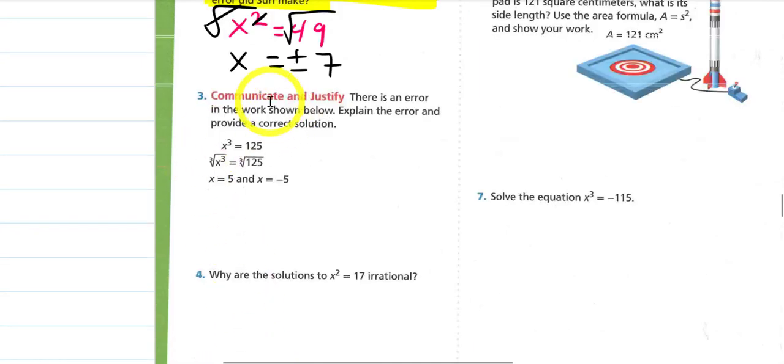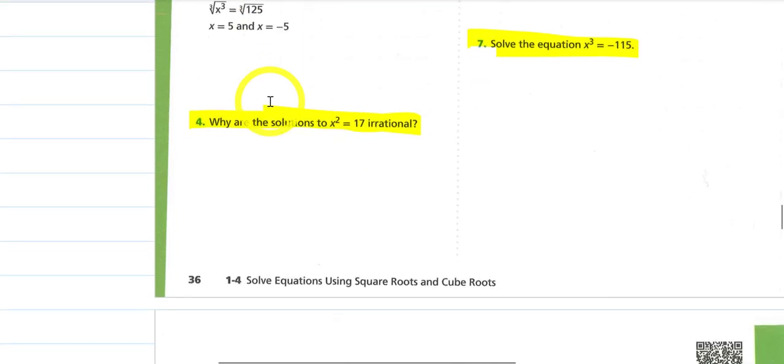All right, so now we're going to try numbers 4 and then number 7. I'd like you to pause the video, try those two problems, and then come back and let's see if you got them correct.